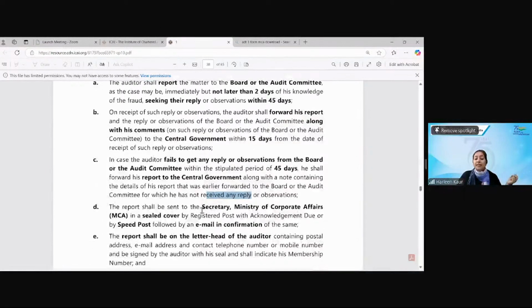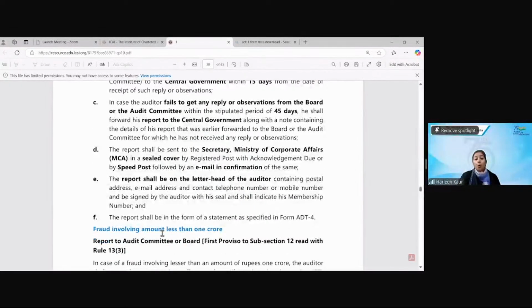The report shall be sent to the Secretary, Ministry of Corporate Affairs in a sealed cover by a registered post. Now, this is a very, very important report. You're reporting about a fraud of a value of 1 crore or more. So you cannot just simply send the report. It has to be sealed properly by a registered post with acknowledgement due. Acknowledgement due means that once this post has been received, it shall be acknowledged back to you also by speed post. Also, you can send it by email in confirmation. This mode can also be used.